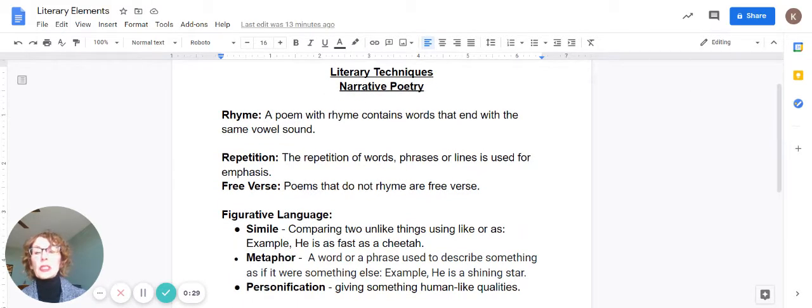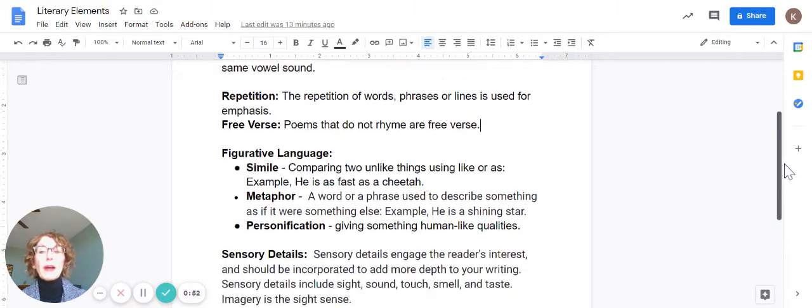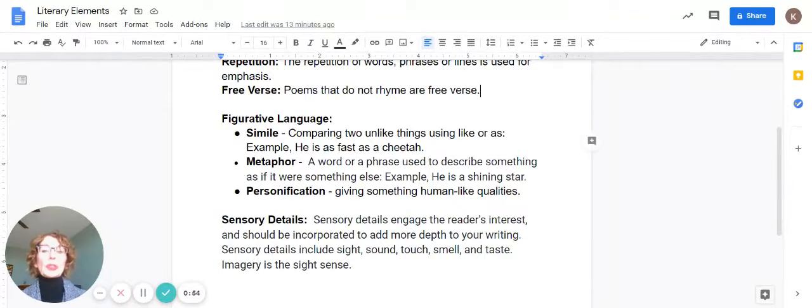Some of the techniques used would be, of course, rhyme. A poem with rhyme contains words that end with the same vowel sound. Often repetition is used as well. The repetition of words, phrases, or lines is used for emphasis. And then sometimes poems are written in what we call free verse. The poems do not rhyme. And of course, often figurative language is used in our poems to make them more interesting.